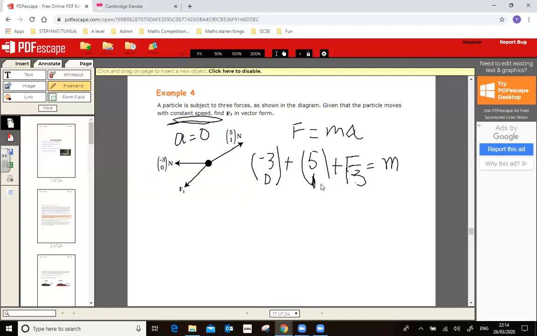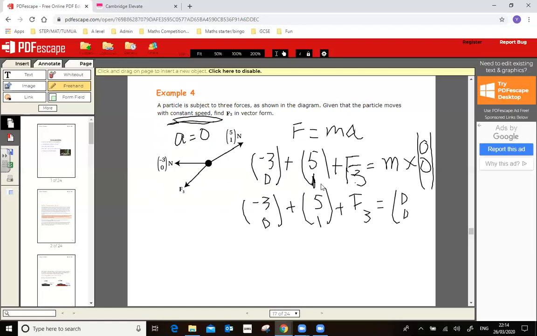It doesn't, because as we just said, the acceleration is 0, so it's m times 0. Or since everything's actually written in column vector form, really what I should have done is write acceleration as 0, 0 in vector form. Okay, so that's good news because now the right-hand side will just be 0, 0. So we now have minus 3, 0 plus 5, 1 plus F3 equals 0 and 0.